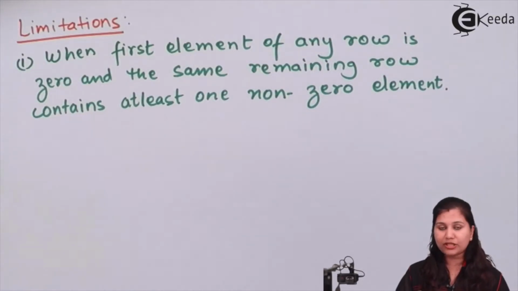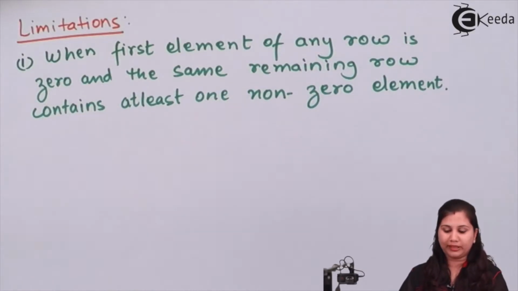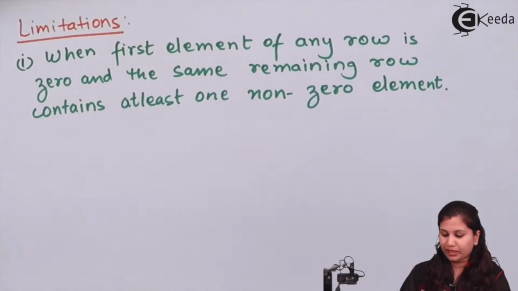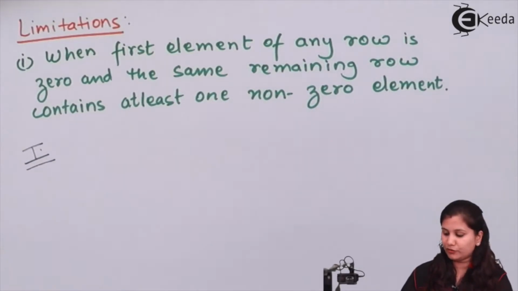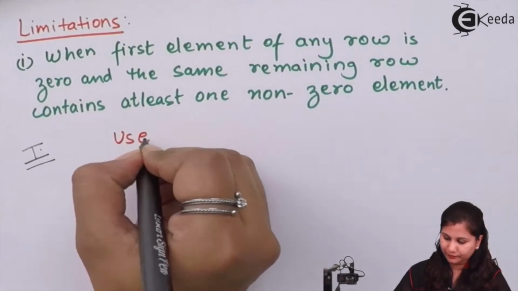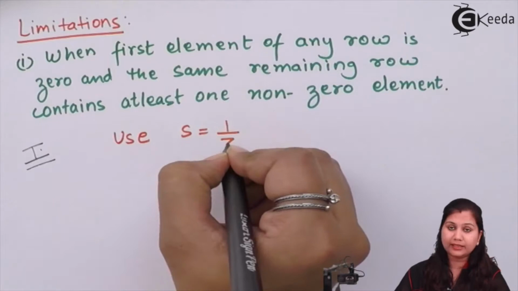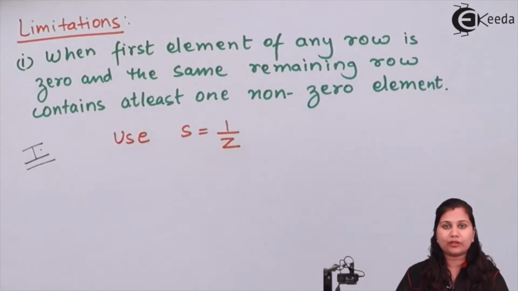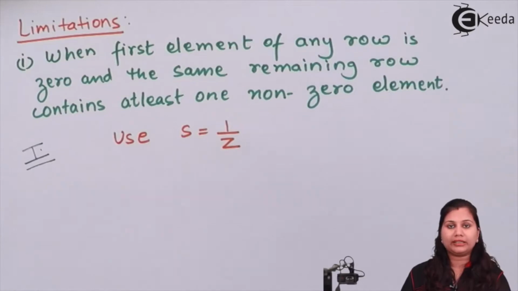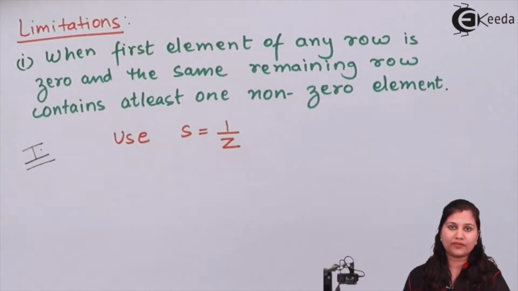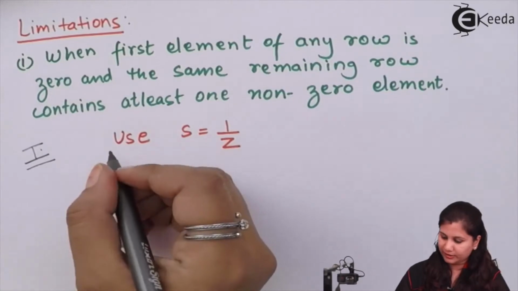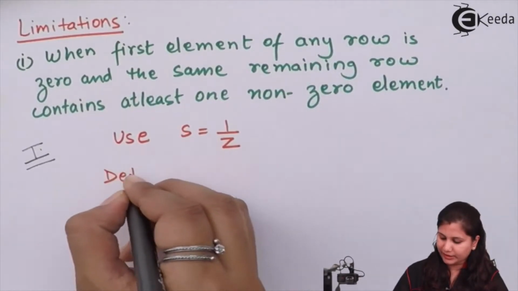Now, such situations can be solved by two methods. The first method is that we will use s equals 1 by z. We had the characteristic equation in terms of s. In that characteristic equation, we are going to replace s by 1 by z. We will get the characteristic equation in terms of z. Now we will check and determine F(z).